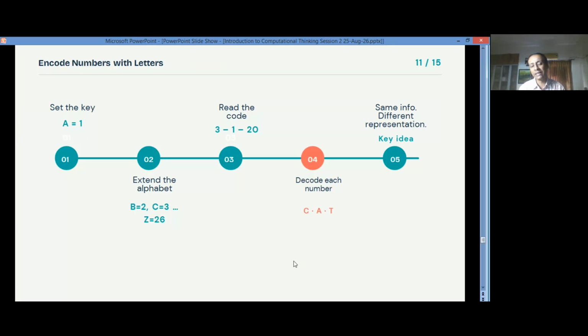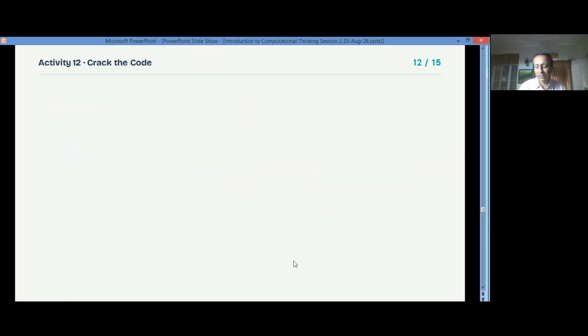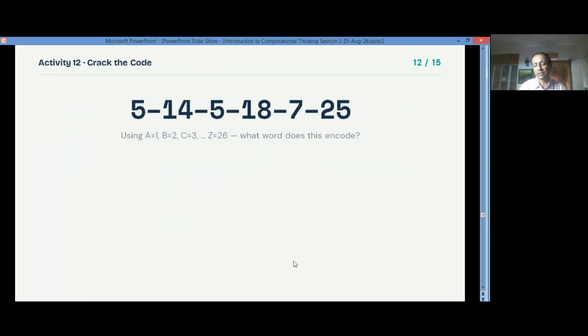So when you say 3, 1, 20, you could easily say it is cat, right? C-A-T. The letter 3 is C. Letter 1 is A, and letter number 20 is T. So 3120 is cat, and extending this, you can come up with n number of patterns, right? So what is 5, 4, 5, 18, 7, 25? You can clearly guess the pattern, given the numbers, when you represent it in alphabet.